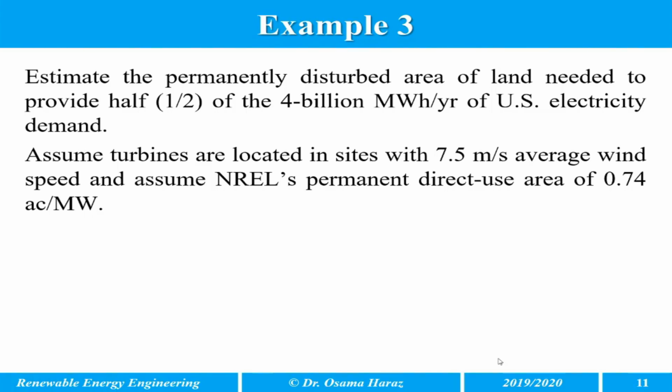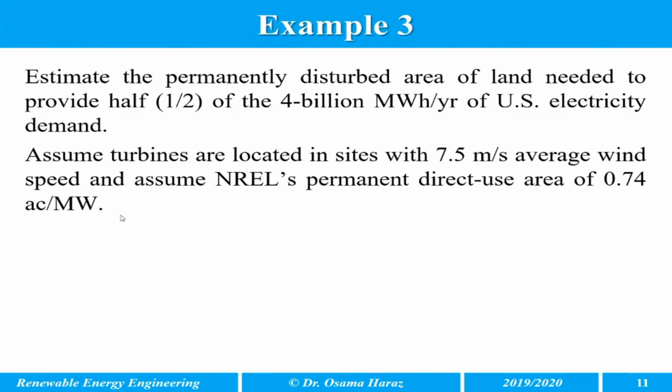In this example, we need to estimate the permanently disturbed area of land needed to provide half of 4 billion megawatt hours per year of the United States electricity demand. Assume the turbines are located in sites with 7.5 meter per second average wind speed. Assume NREL's permanent direct use area of 0.74 acres per megawatt.